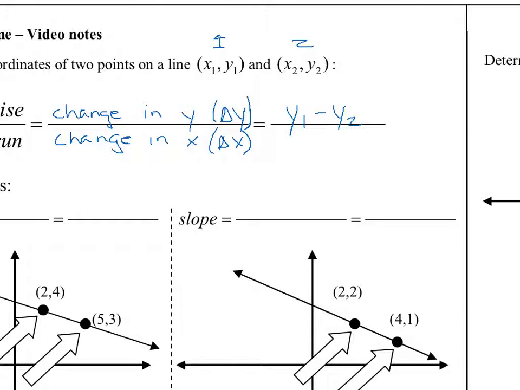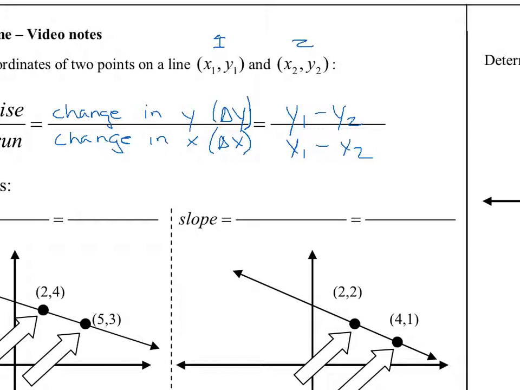So if I want to know how much we changed in x, how much we ran, how can I figure that out mathematically? Solve. Louder. x minus x, because y's are our change in rise. So x1 minus x2.